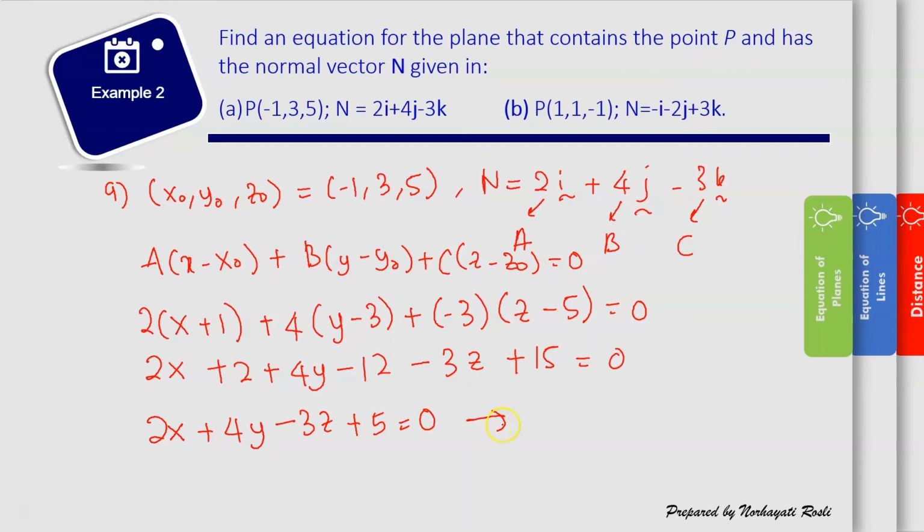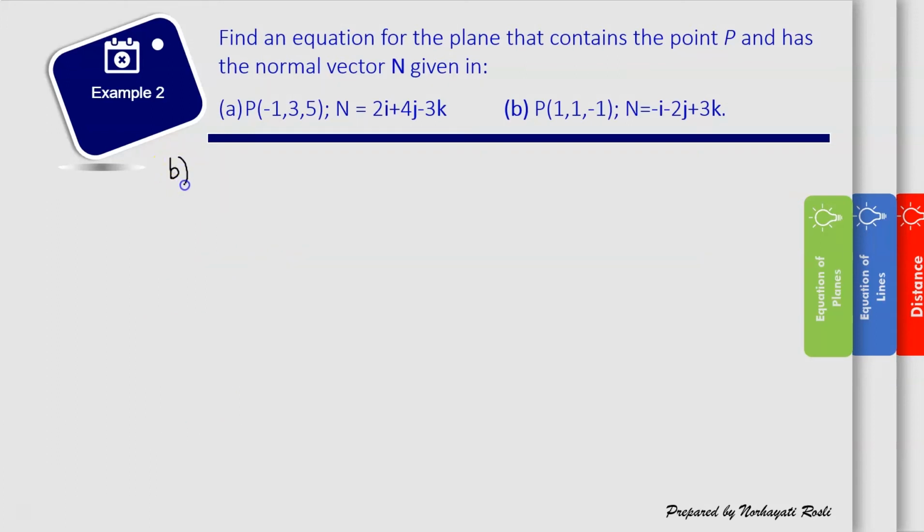So this is the equation of the plane when we have the point P negative 1, 3, 5 and normal vector equal to 2i plus 4j minus 3k. Now we go to this example B.